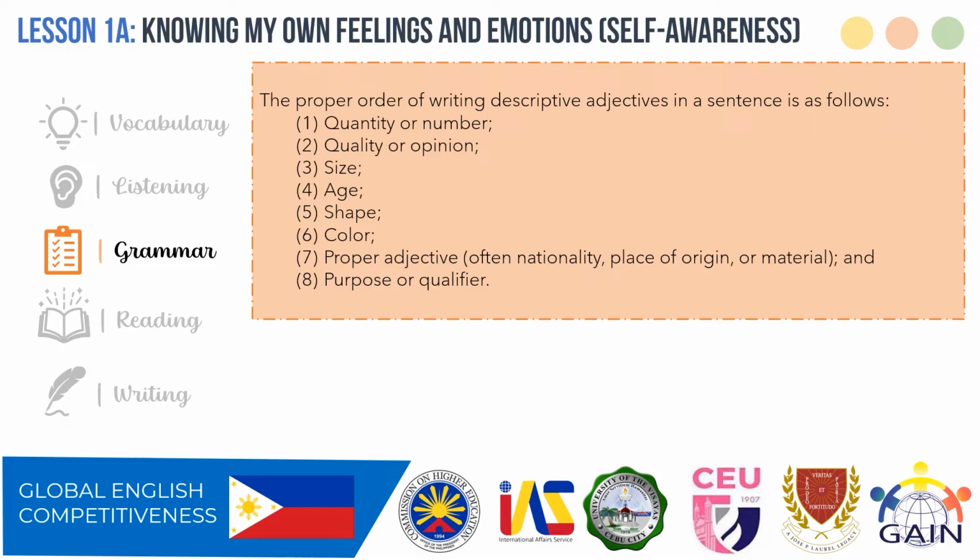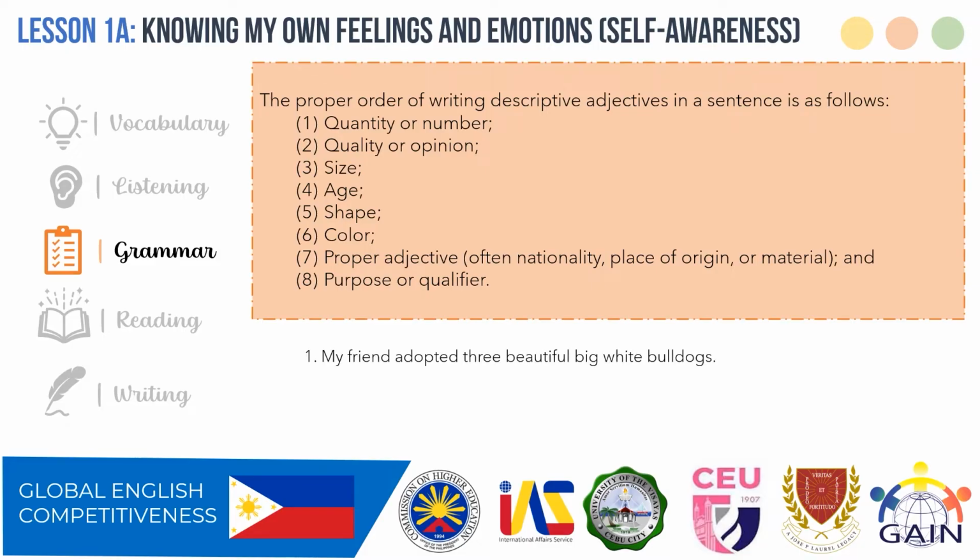First, quantity or number. Second, quality or opinion. Third, size. Fourth, age. Fifth, shape. Sixth, color. Seventh, proper adjective. This often refers to the nationality, place of origin, or the material it's made of. And the last one, the purpose or qualifier. Here are a couple of examples.